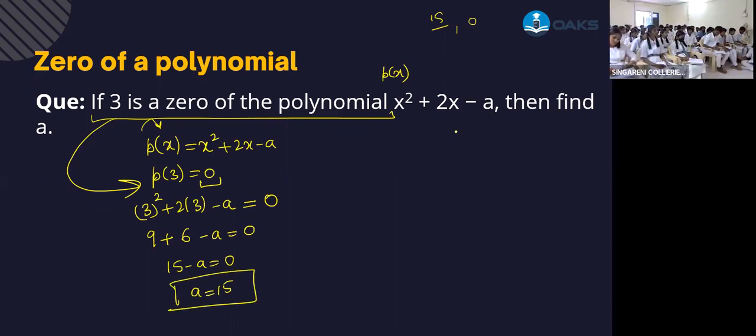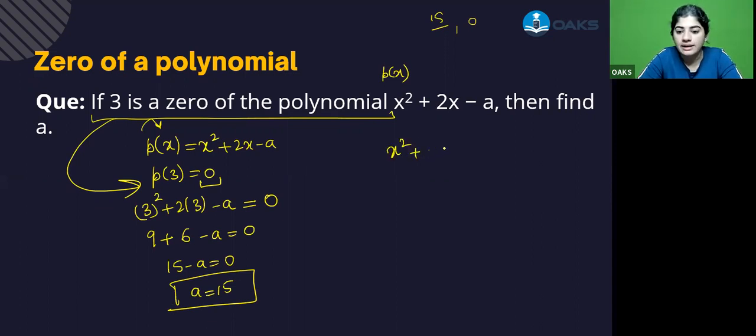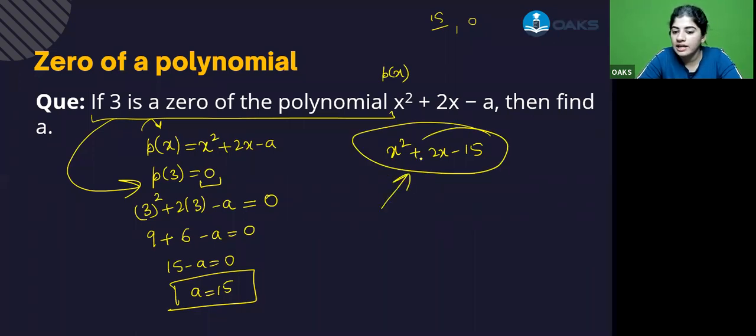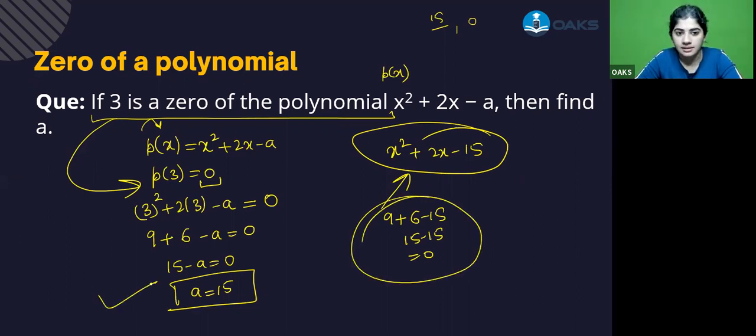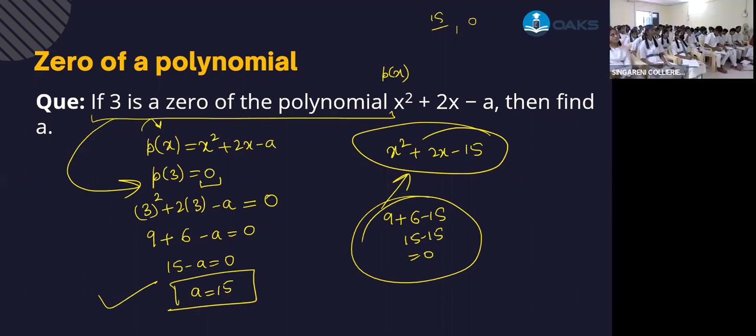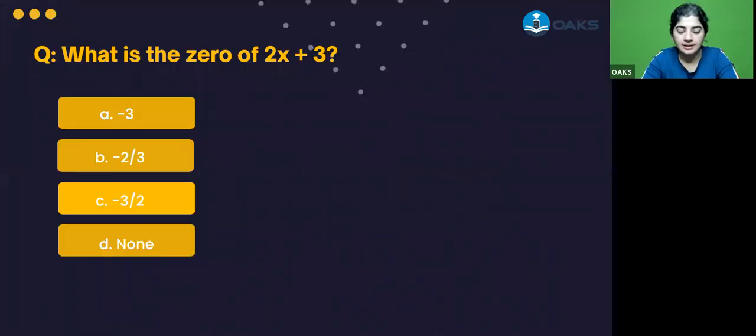15. Okay. Now you can cross check also. If x square plus 2x minus 15 is the polynomial, can you put 3 here and check whether it is 0 or not? It will be, because we found this from the polynomial itself. So if we put 3 here, what do I get? 9 plus 6 minus 15, which means 15 minus 15 is equal to 0. So a is equal to 15 is the correct answer here. Everybody understood this thing? Yeah. Okay. Let's see what is the correct answer here.